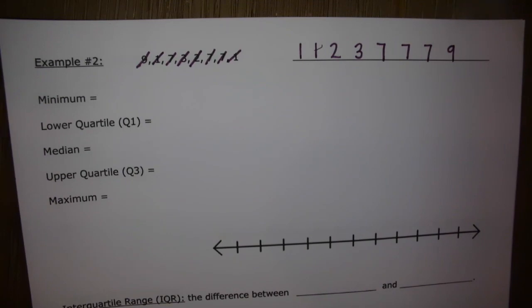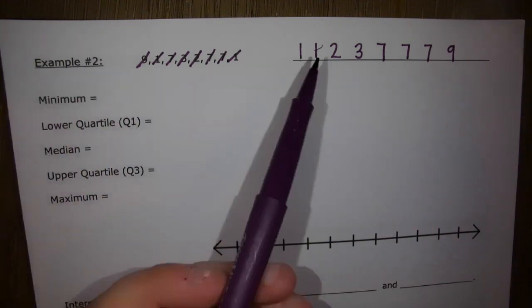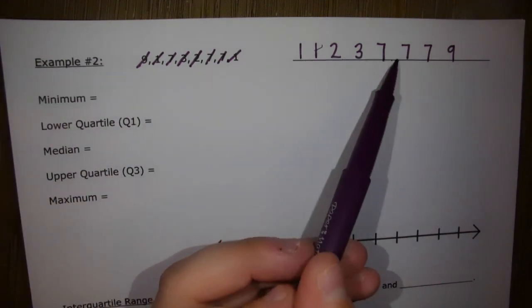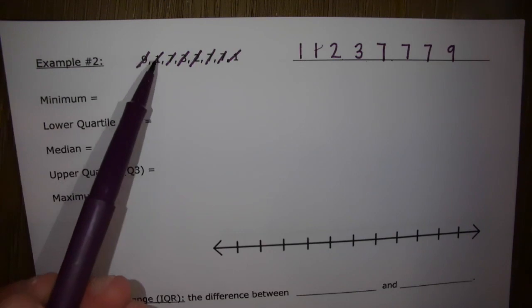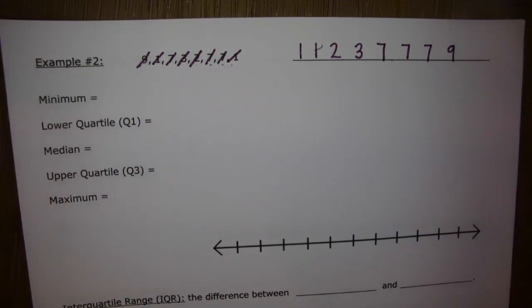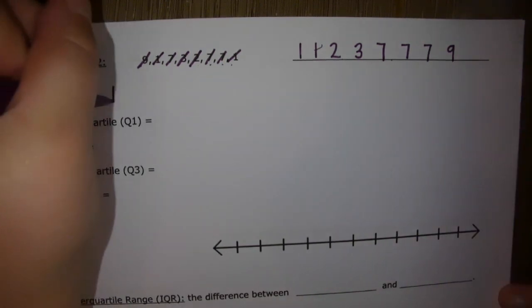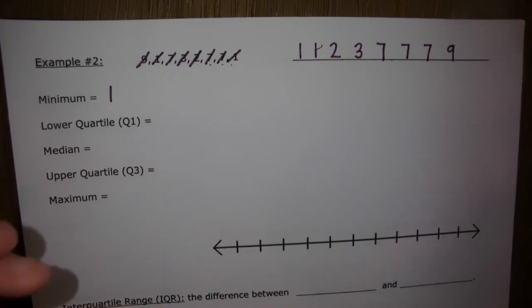So again, I'm going to count my values and make sure I have just as many on my ordered line as I did in my original data set. So 1 2 3 4 5 6 7 8. 1 2 3 4 5 6 7 8. Awesome. Step 1, looking at my list, I'm going to get my minimum and maximum out of there because I know that that is the easiest one for me to find. My lowest number is 1. My highest number is 9.